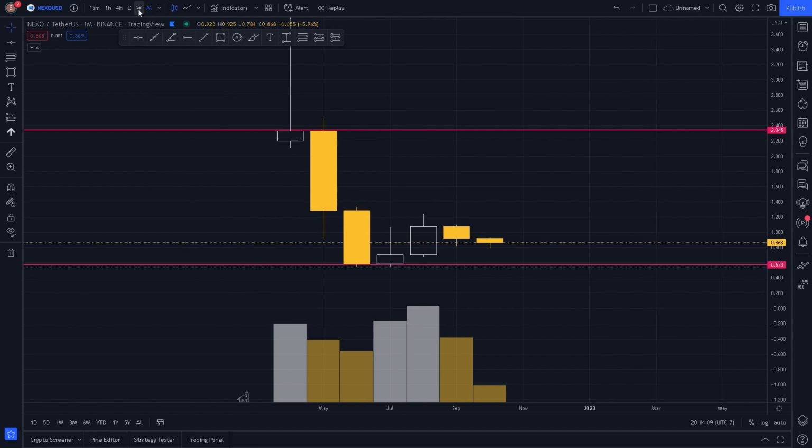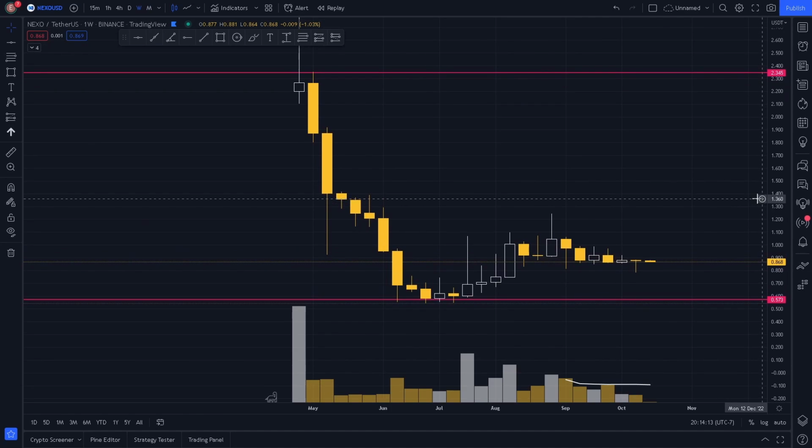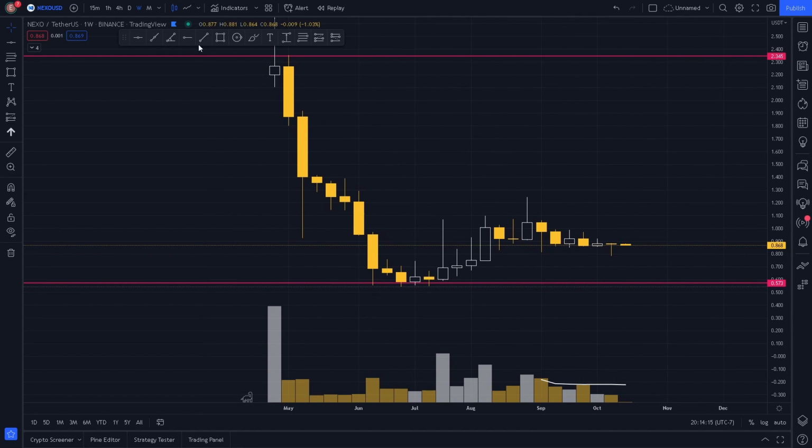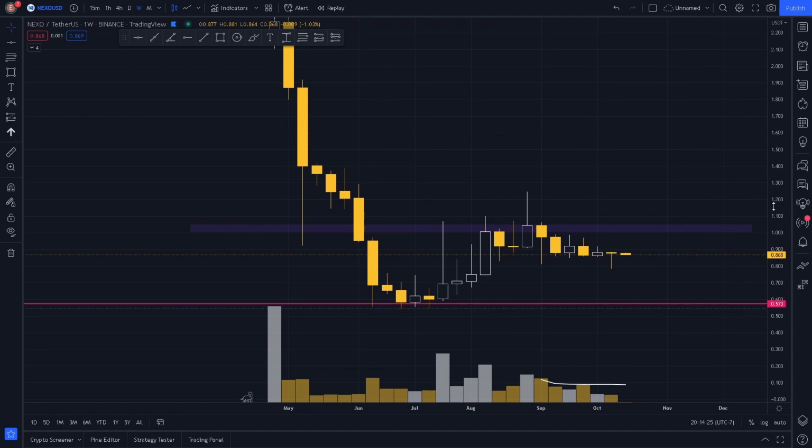So let's go ahead and hop into the weekly. Now, what do we see on the weekly here? Well, it's pretty obvious to see our key levels. There isn't a whole lot, but this is what we have to work with. So, this is what we have.